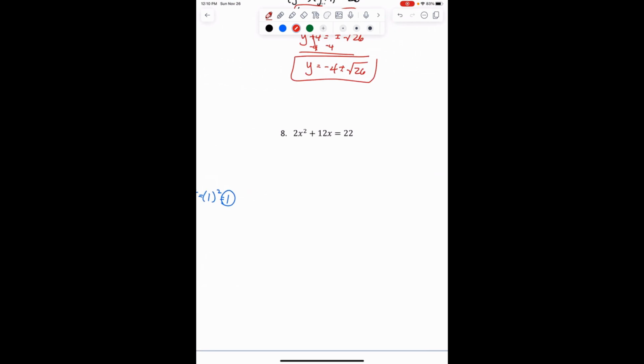And then last one here, again, make sure first the number in front of our x squared is a 1. It's not, so we're going to divide everything by that 2. So give us x squared plus 6x equals 11. Next step, move the constant over. Already done. Okay, so now we're going to take our x term, that's 6, divide it by 2 and square it. So that would be 3 squared, which is 9. We're going to add that to both sides of the equation.